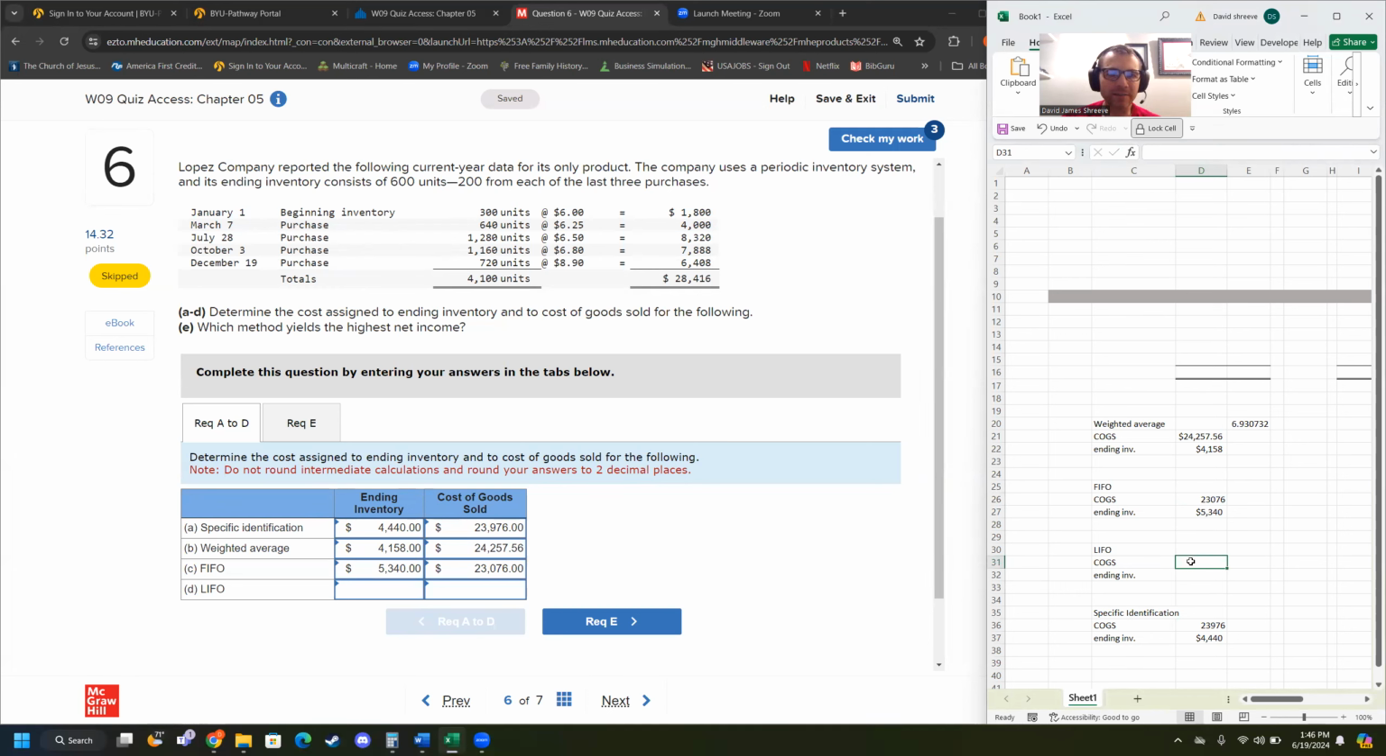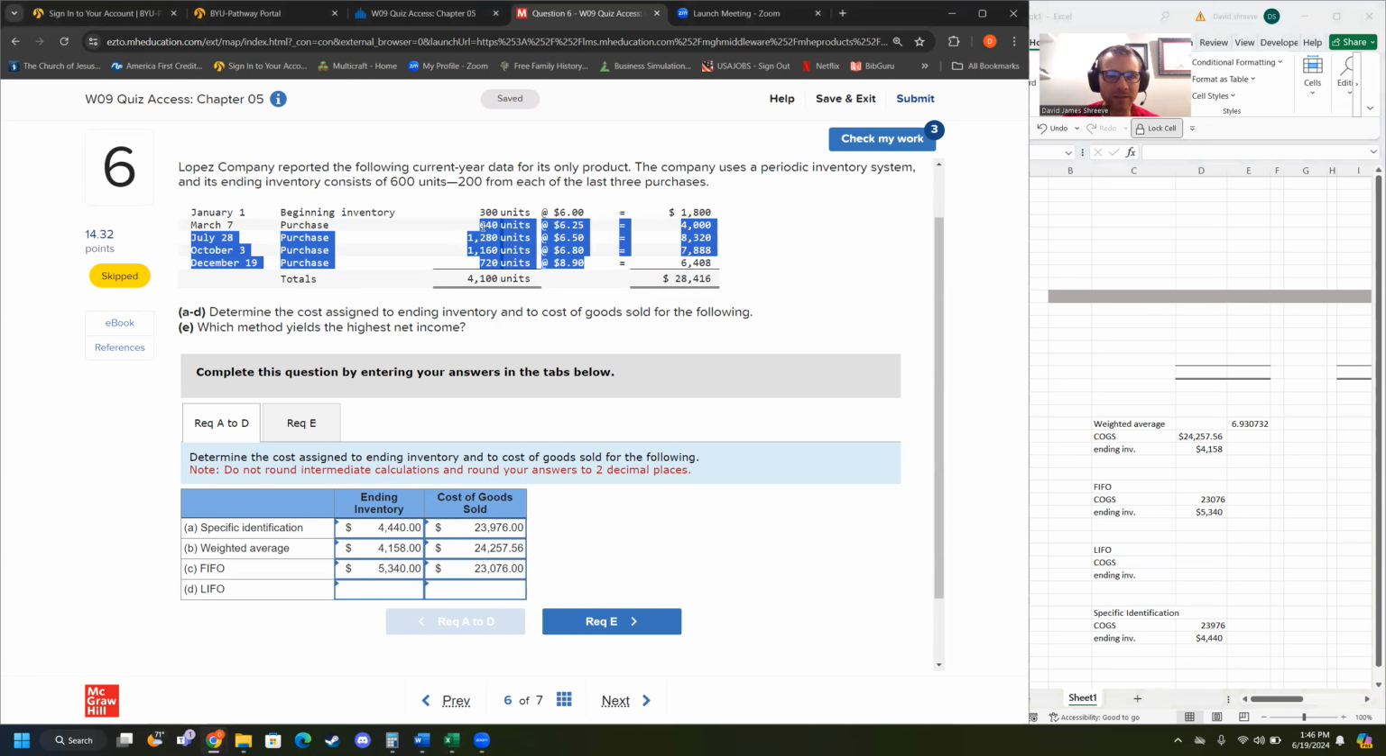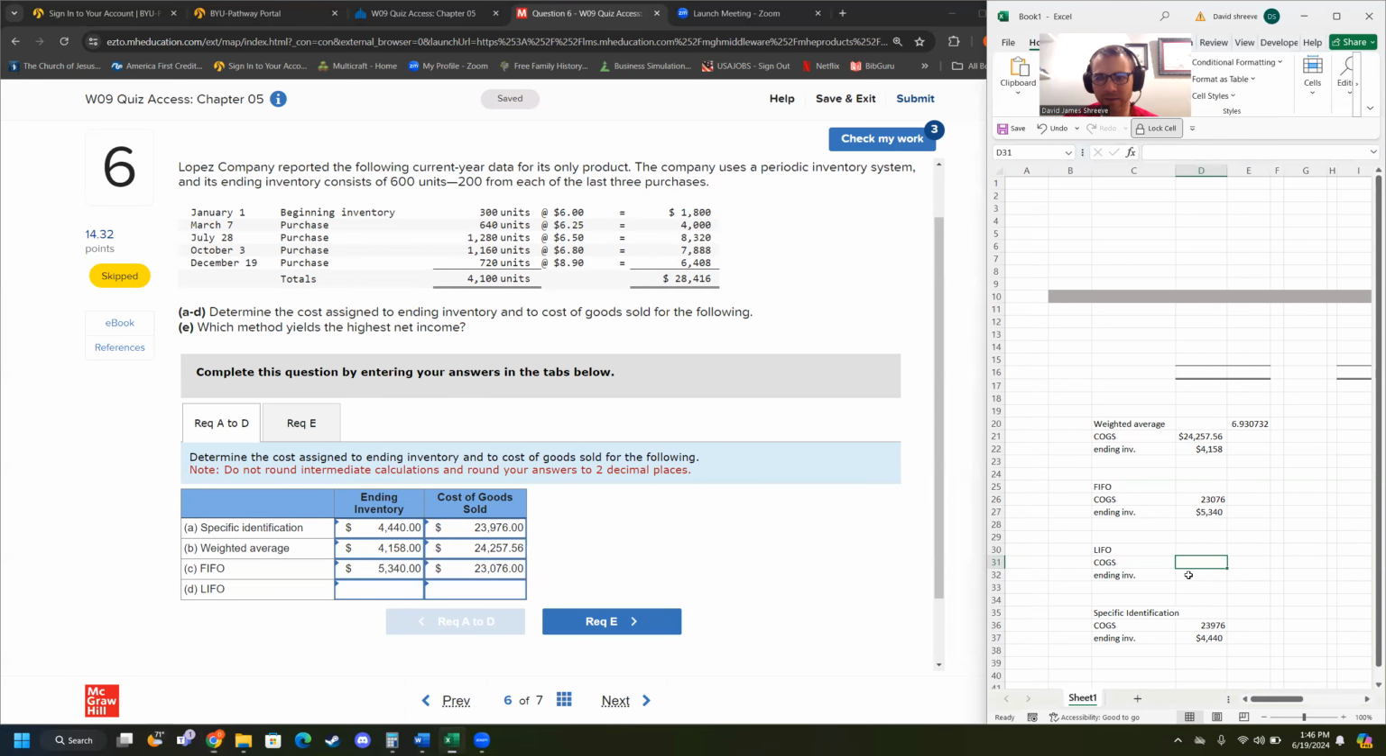Now for LIFO. LIFO, last in, first out. So these are all selling. So we have 300 units because there's 600 left over. So we have these 300 for our ending inventory. Go equals. Remember the equal sign that time. See that, guys? Yes, I'm getting better.